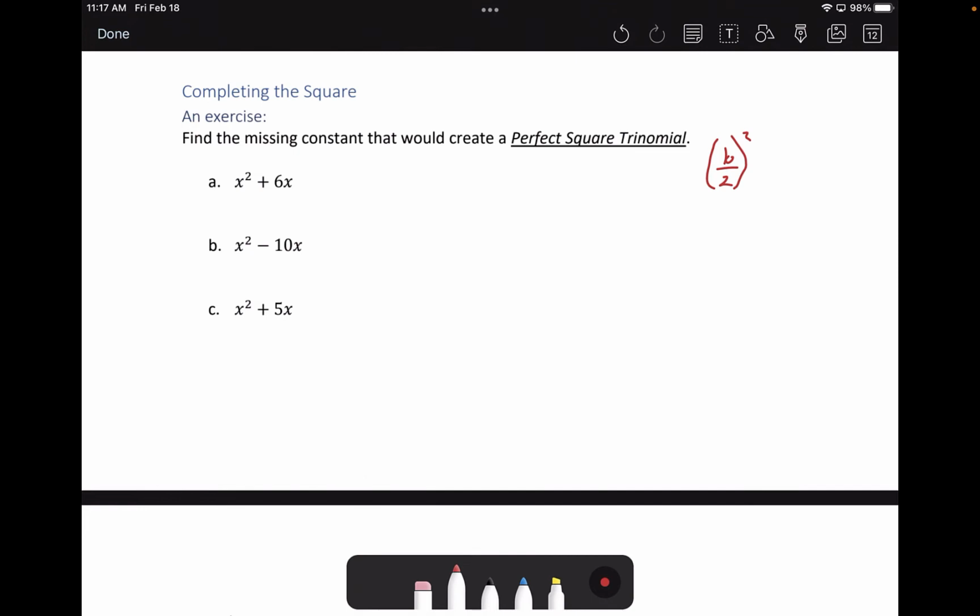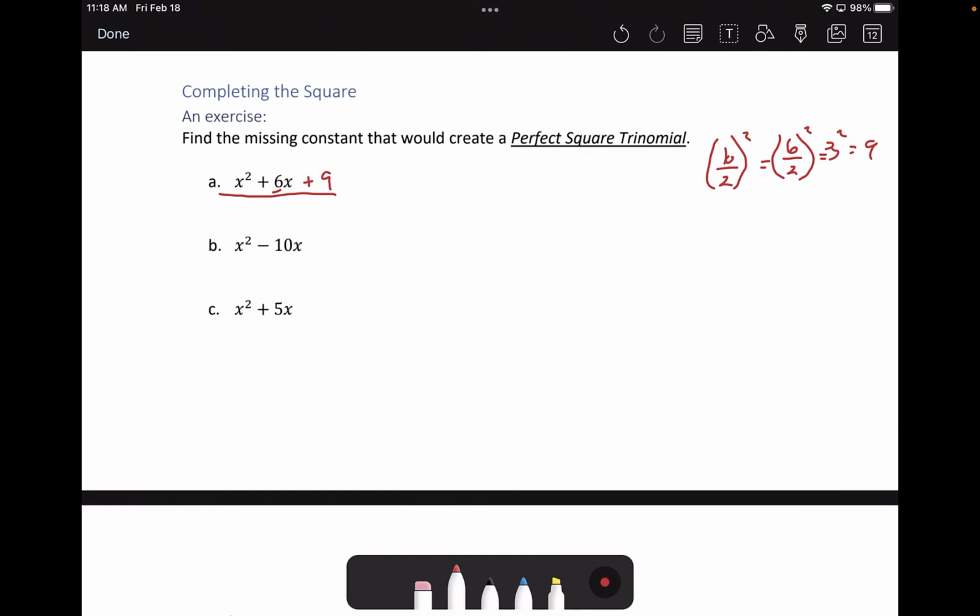So in this first example, b is 6. So we've got 6, we're going to cut it in half and then square it. That's 3 squared, which is 9. So we're going to add 9 to force this to be a perfect square trinomial.